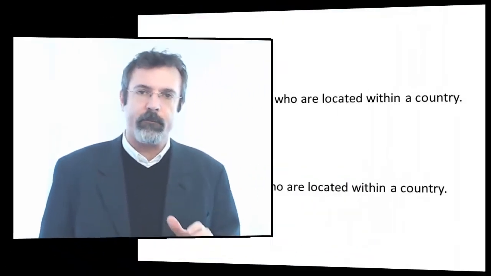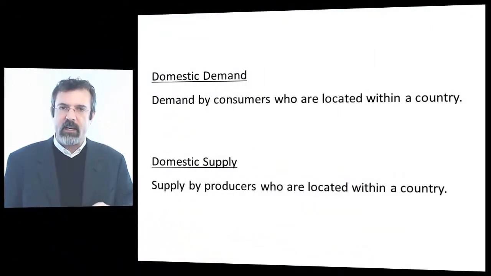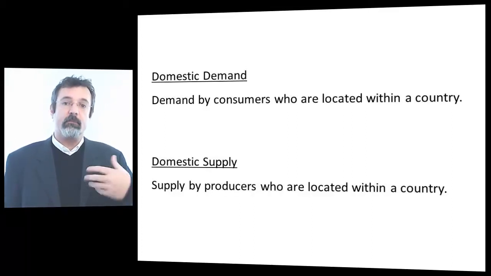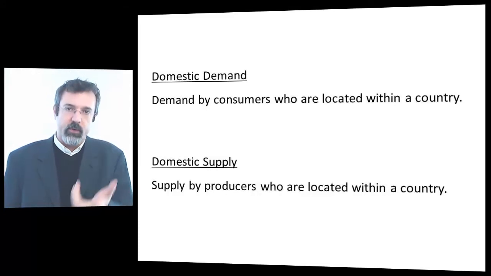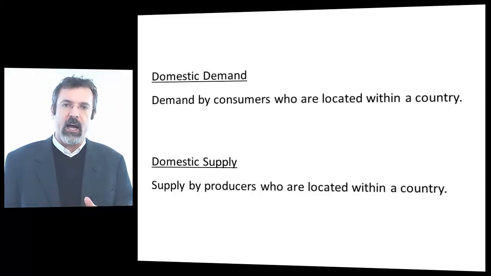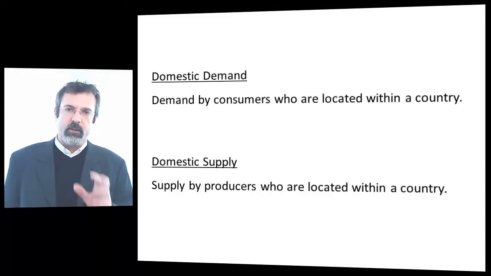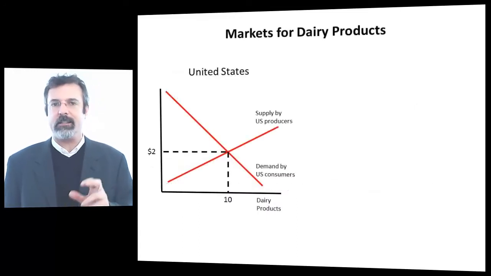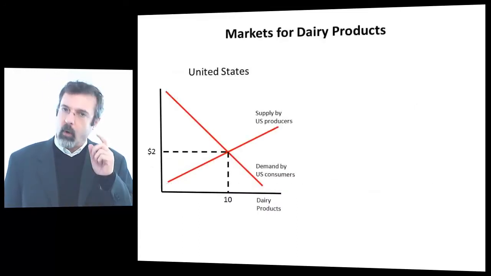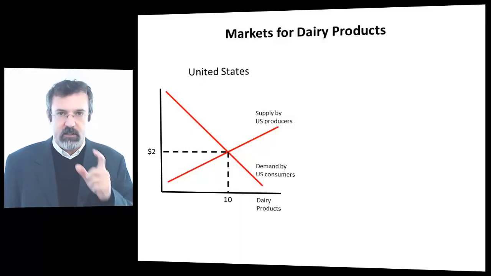To talk about a market in the context of trade, we have to clarify what we mean by demand and supply. So now that we're thinking about trade, when we talk about demand, what we mean is domestic demand. That is, demand for the product by consumers within the country. When we talk about supply, what we mean is domestic supply, the supply of the product by producers within the country. So if we look at the market for dairy products in the United States, in the absence of trade, what matters is the domestic demand and the domestic supply.